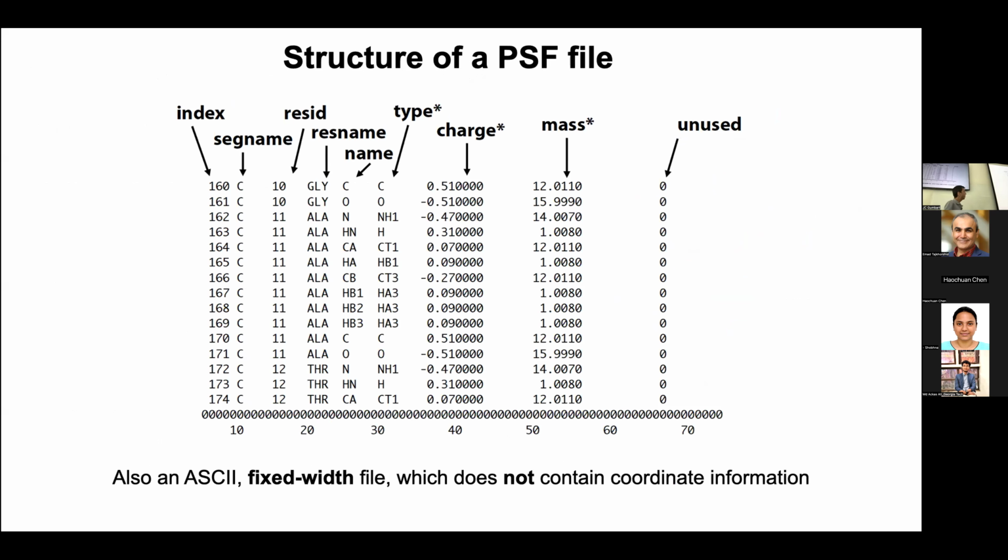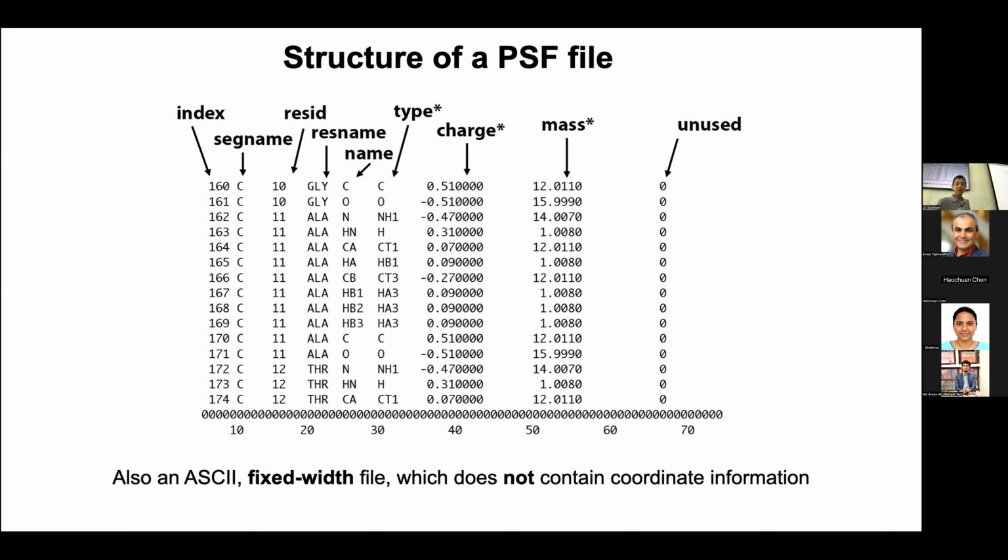So this is what this file looks like. It's also a fixed width file, although that I think is actually less important. I know at least NAMD doesn't care. VMD may care more about that. You see it has an index, a seg name, res ID, res name, so those are duplicated from the PDB file. Then the atom type, I'll show you in a moment what that's for, the partial charge, the mass, and then, gosh, don't ask me what that last column's for, I don't think it does anything anymore.